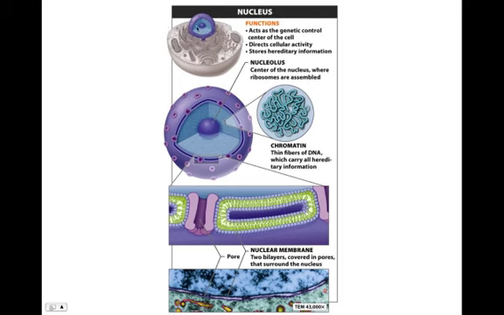So here's our picture. Here again is our eukaryotic cell. This is an animal cell. You can tell because there's no cell wall around it. Our functions in the nucleus are genetic control center, cellular activity, and hereditary information storage.